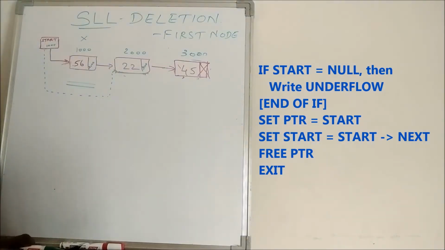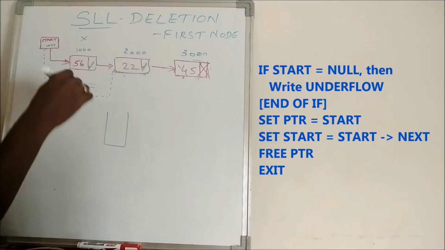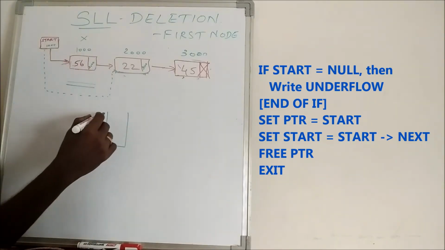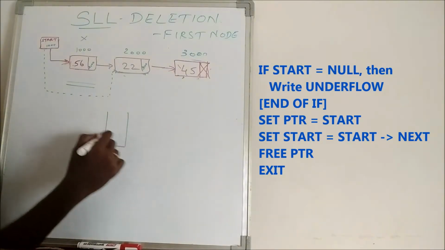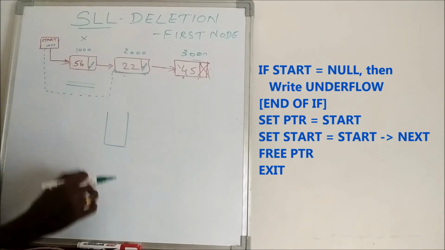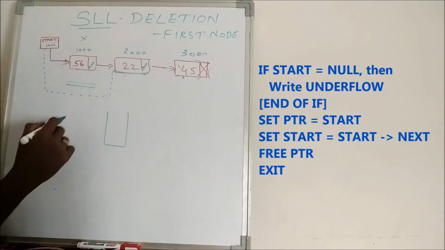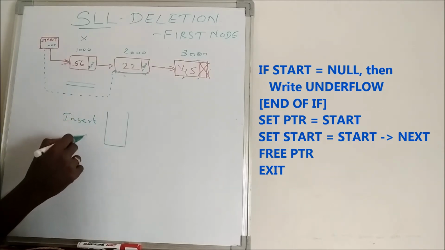In all the deletions we have to check whether it is an underflow condition or not. In insertion we check the overflow condition; in deletion we check the underflow. For example, if you take this bucket and want to insert anything, first we have to check whether it is overflow or not. There should be some space, then only I can insert. If it is overflow, I cannot insert. So in insertion we always check the overflow condition.